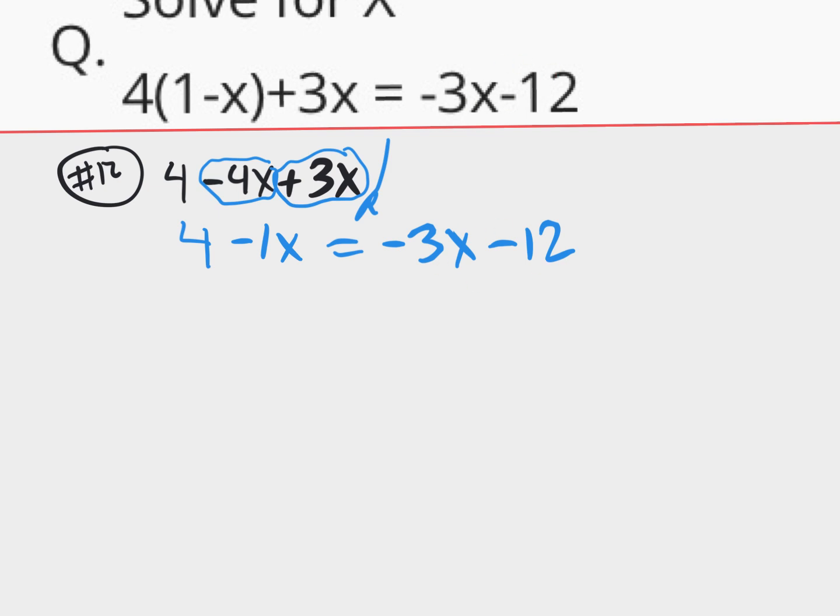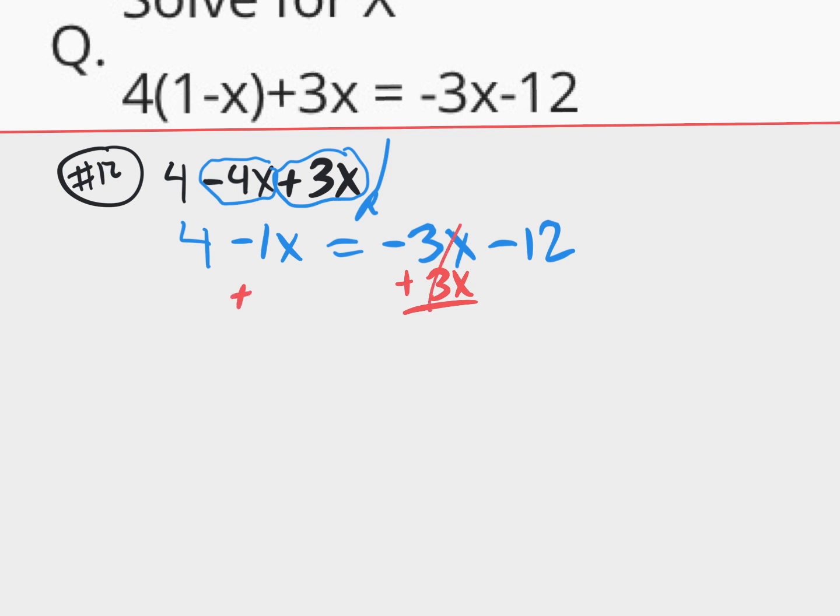Now I need to solve by getting x by itself on one side of the equal sign, and I have x's on both sides of the equal sign, so let's get rid of one of them. I'm going to get rid of the minus 3x by doing the opposite of minus 3x, which is plus 3x. A positive 3x and a negative 3x eliminate. There is no more x's.